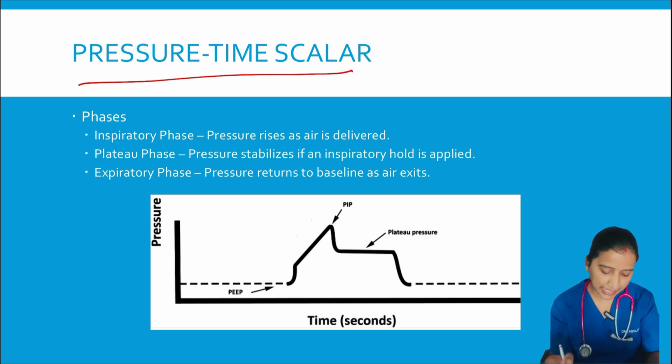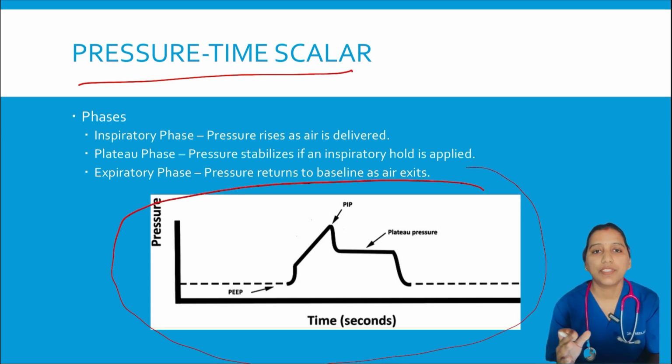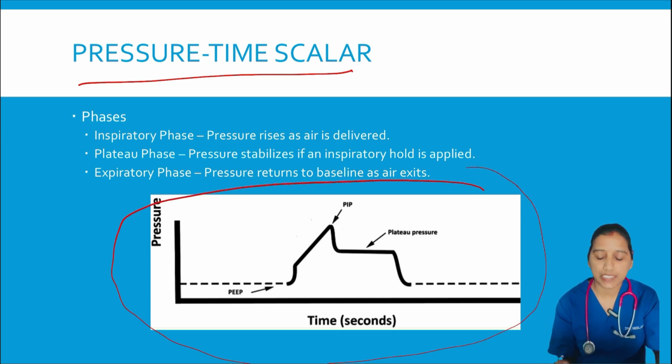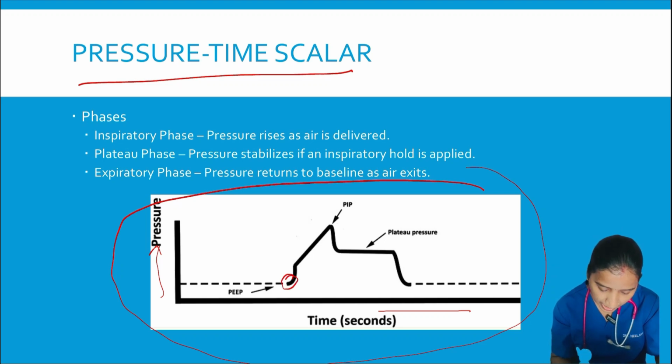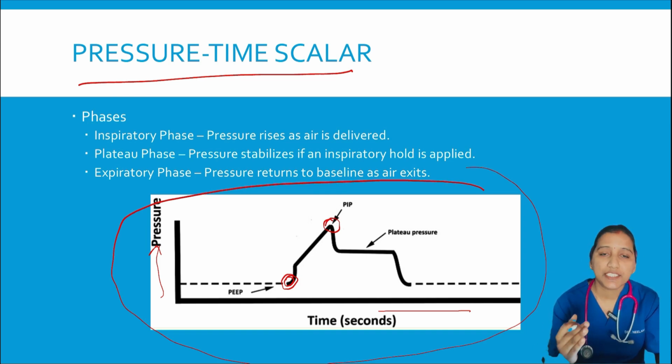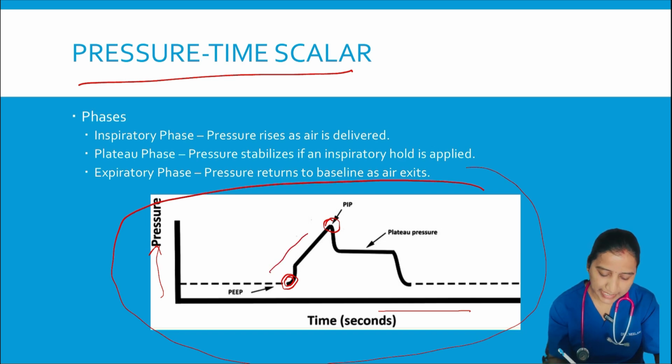This pressure-time scalar basically gives us information about the patient's airway compliance. Here the x-axis is the time and the y-axis is the pressure. In a typical graphic displayed on the ventilator, the baseline pressure indicates the PEEP, which I'm showing here. And the maximum pressure at the end of this curve is the peak inspiratory pressure. Peak inspiratory pressure is the total pressure needed to deliver the breath. So this is the inspiratory phase.